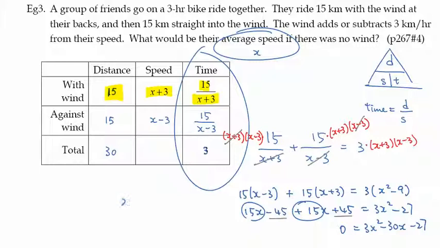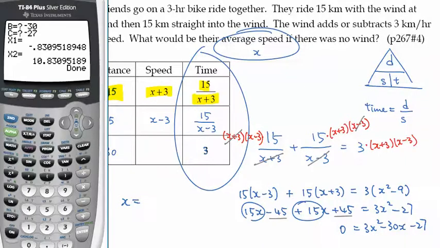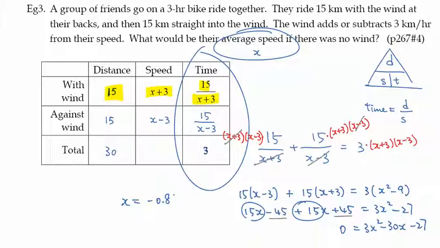So here, even though we have two answers for x, the only answer here will be 10, I believe 10.8, yes. And this is the speed, the average speed when there was no wind.